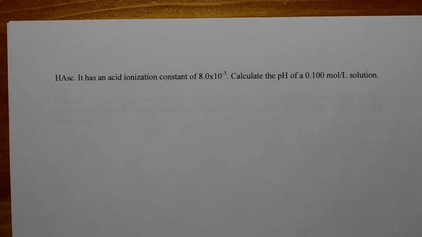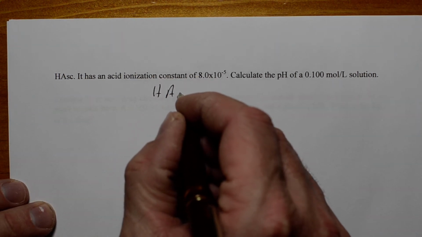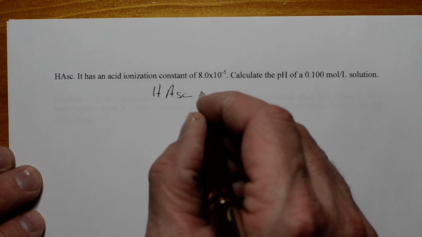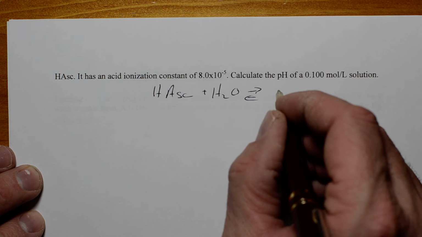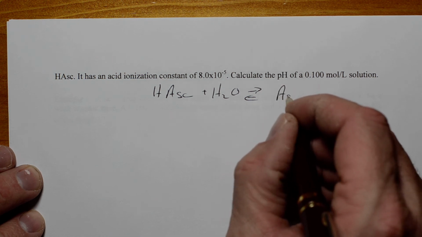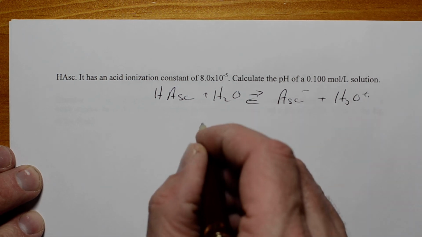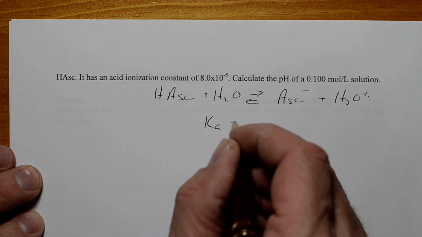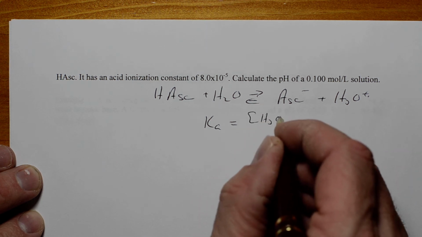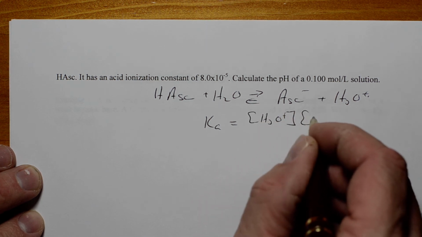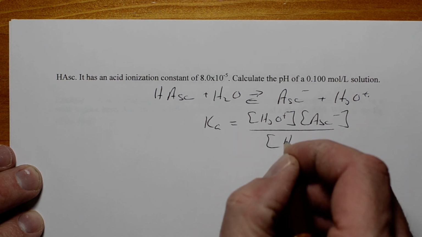Calculate the pH. So this time we're going in the other direction. Similar start with an equation, so plus water. Put in your equilibrium sign. We're going to get plus H3O plus. My equilibrium expression for the constant is going to be the concentration of H3O plus times the concentration of ASC minus over the whole concentration of the acid.